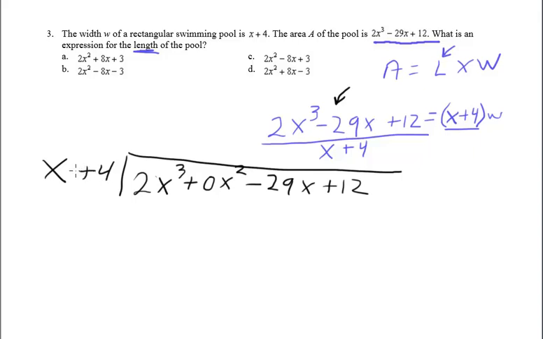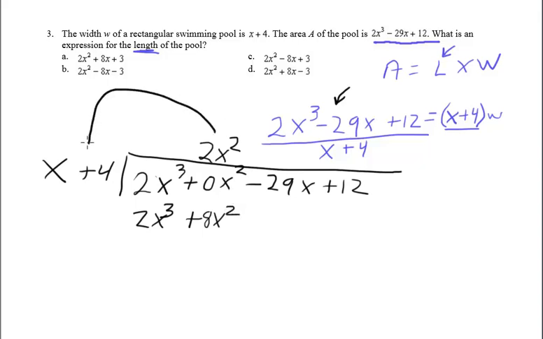So first thing we look at is how many times does x go into 2x cubed, and that goes in 2x squared times. So that's 2x cubed plus 8x squared. Again, all I've done is multiply this times this binomial and distribute it. Now I subtract, and I get negative 8x squared. Bring down my next term, minus 29x.